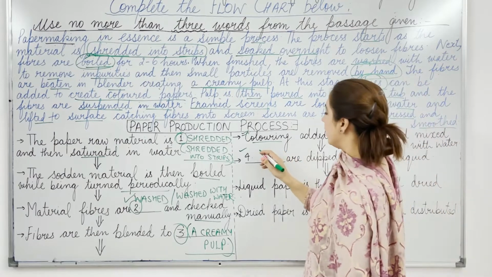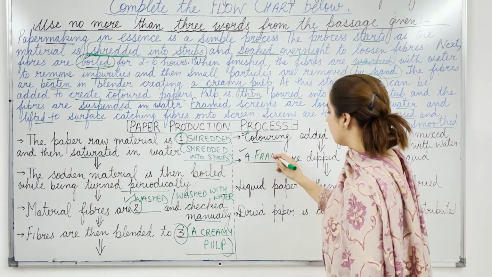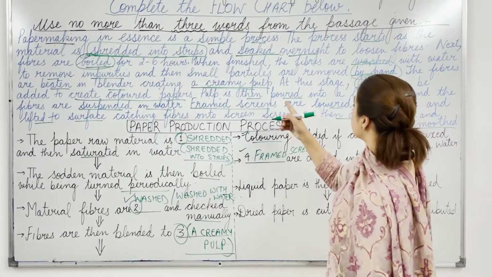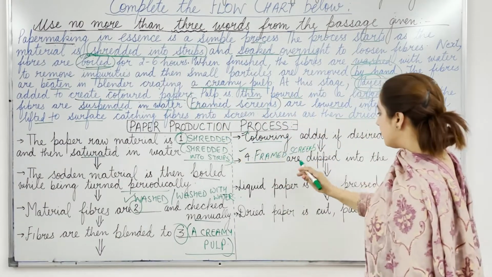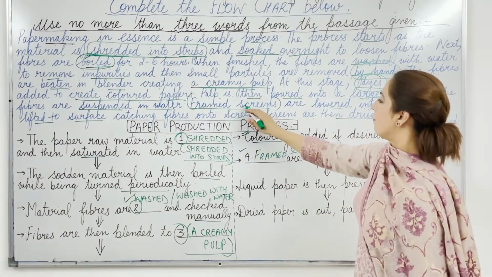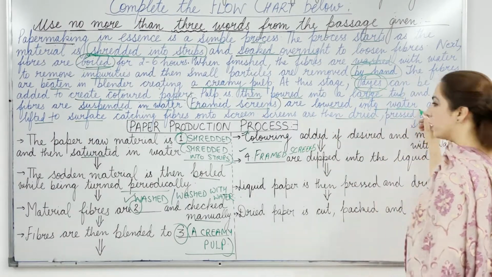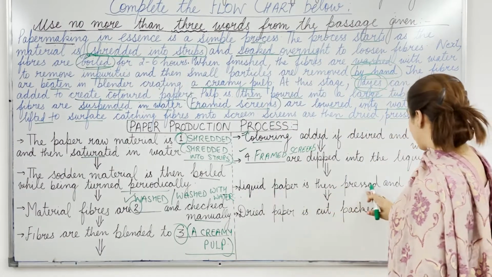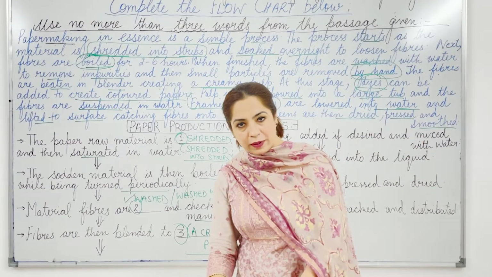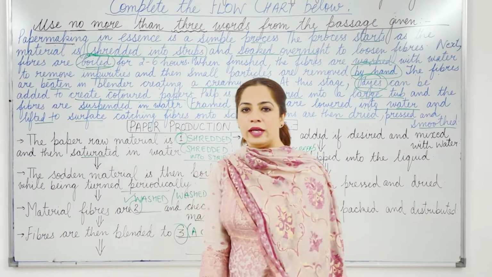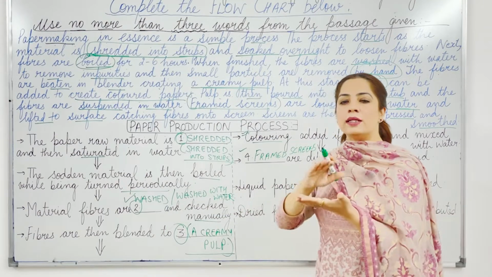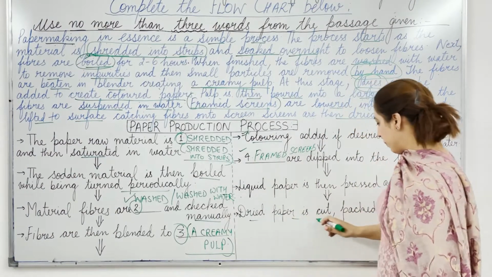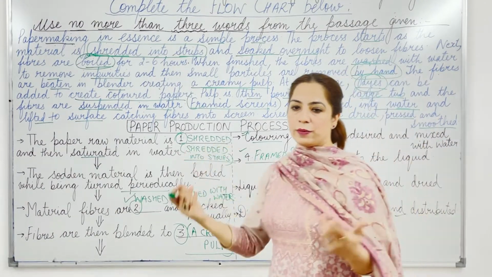So here the answer is framed screens. Framed screens, it is here. Framed screens are dipped into the liquid. Here it is given framed screens are lowered into water. I hope everyone is getting me. Then liquid paper is then pressed and dried. Because the frames, the screens we dipped down, if you lift them onto the surface as given in the passage, then those screens will be dried. Once it dries, the paper will be taken out, cut, and the dried paper is cut, packed and distributed. Cut and distributed.